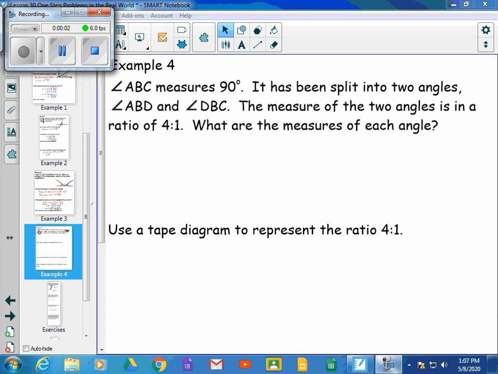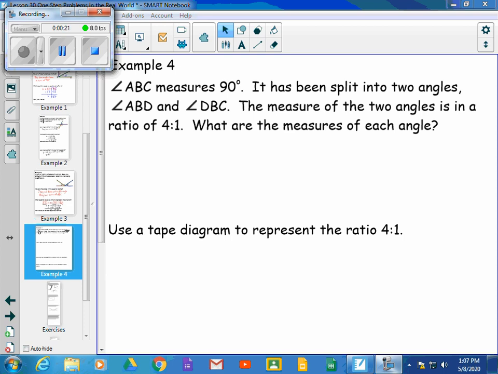Let's try example 4. Angle ABC measures 90 degrees. It has been split into two angles, angle ABD and angle DBC. The measure of the two angles is in a ratio of 4 to 1. What are the measures of each angle?